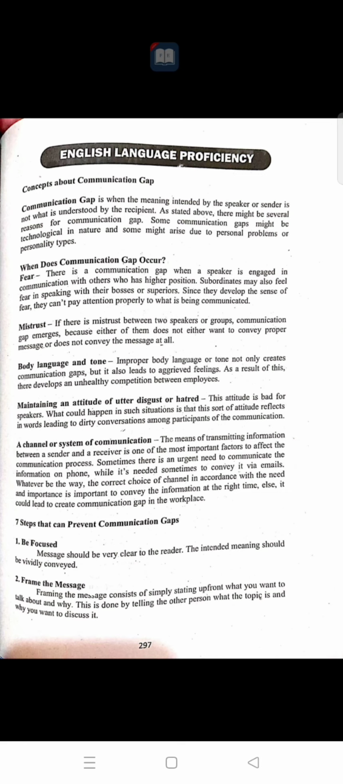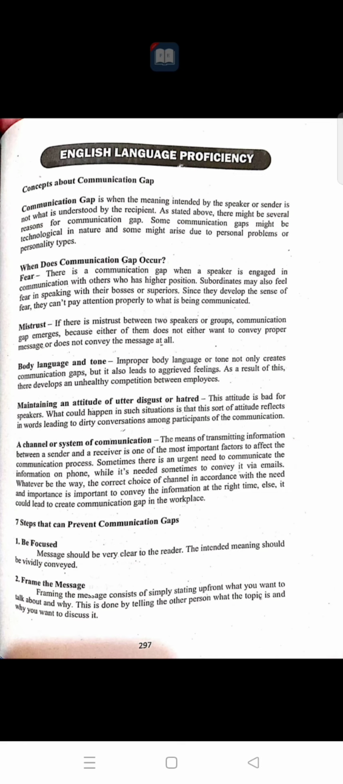Now, when does a communication gap occur? In what situation does a communication gap occur? The first factor here is fear. How is this a factor? There is a communication gap when a speaker is engaged in communication with others who have a higher position.